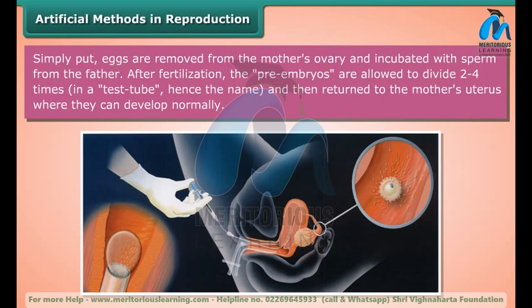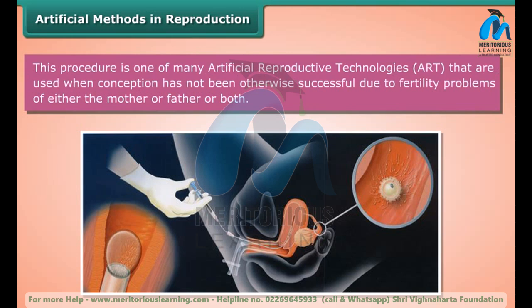After fertilization, the pre-embryos are allowed to divide 2 to 4 times in a test tube, hence the name, and then returned to the mother's uterus where they can develop normally. This procedure is one of many artificial reproductive technologies, ART, that are used when conception has not been otherwise successful due to fertility problems of either the mother or father or both.